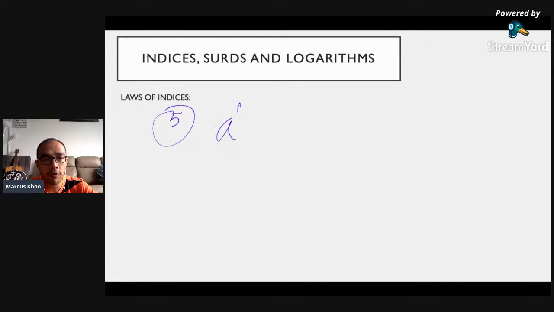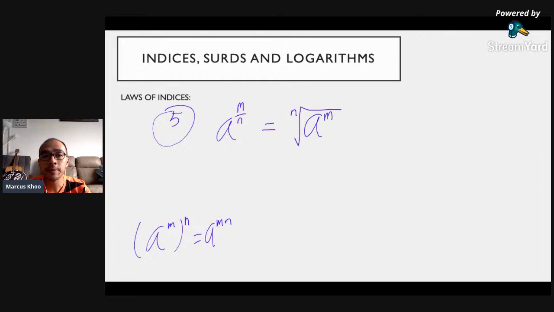a to the power of m over n. Now this is different. Just now kita cakap a to the power of m, bila kita darabkan, okay, dia akan jadi a to the power mn lah. So this one, the indices are multiplied. But what if you divide the indices? Okay, if you divide the indices, it will become a to the power of m, root of n. Okay, this is what it becomes.